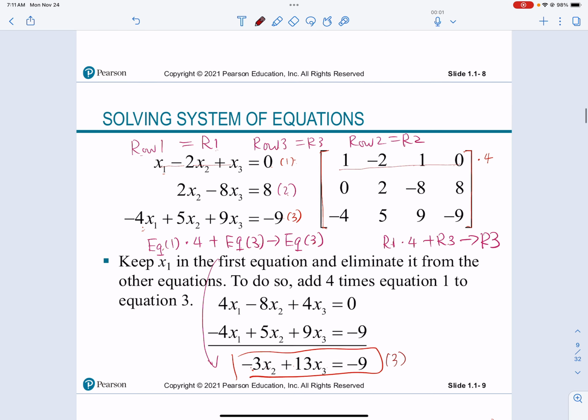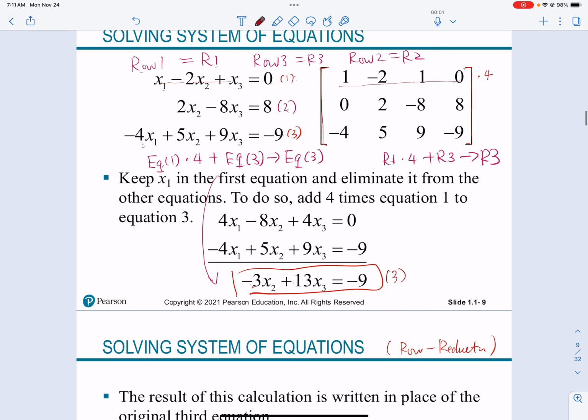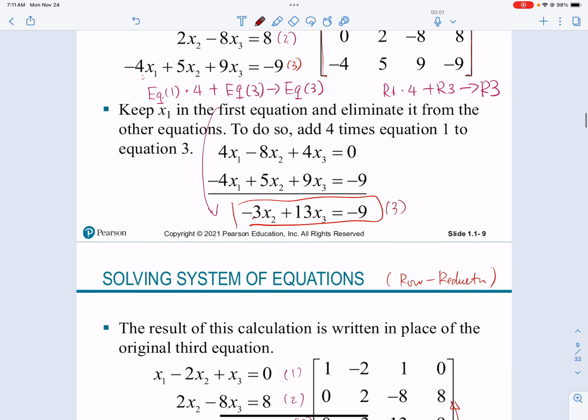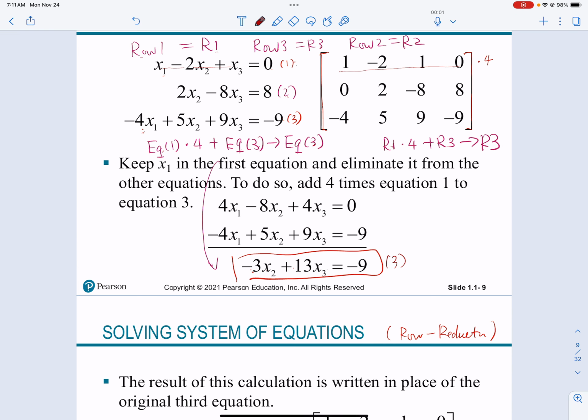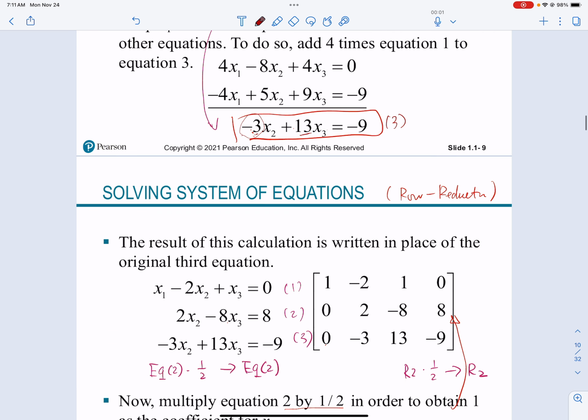So what will be the corresponding new matrix? Your 1 times 4, this will be 0. Are you with me? Negative 2 times 4 plus 5: negative 8 plus 5 is negative 3. It's exactly the number here. Then 1 times 4 plus 9 will be 13. 0 times 4 plus negative 9 is still negative 9. So what will be the new matrix? This.